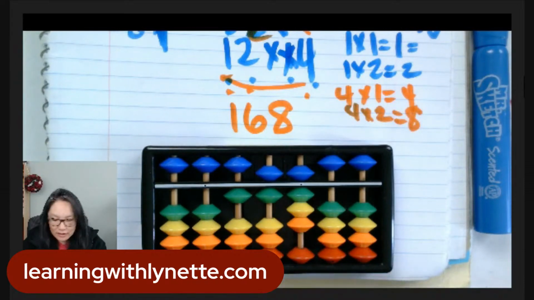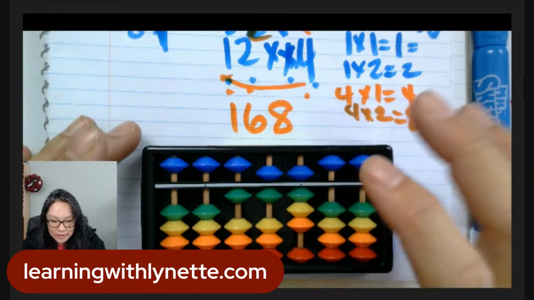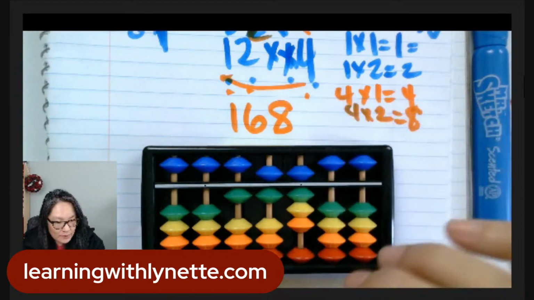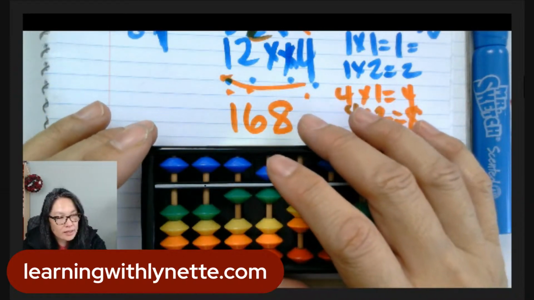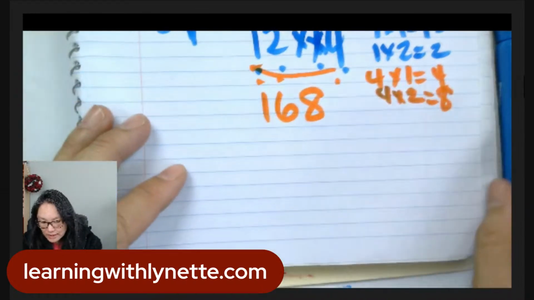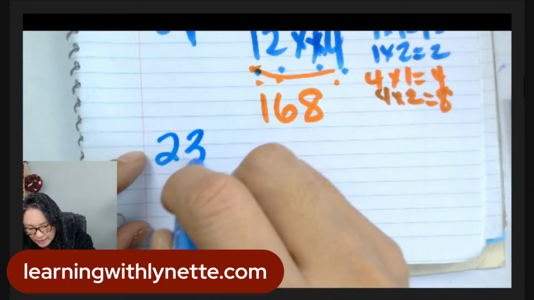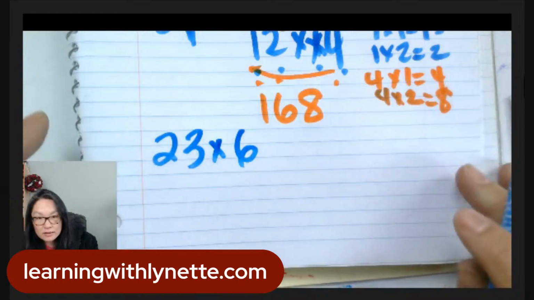I still don't get this. Oh, you know what? I got it. It's because it's the one digit, two digit. Let me see if I can find a better one. I think it's 23 times 6. Let's try that one.